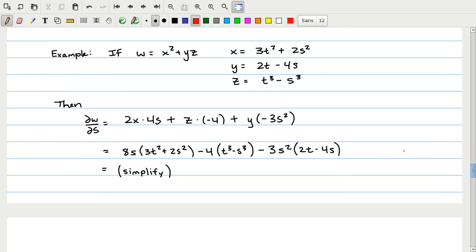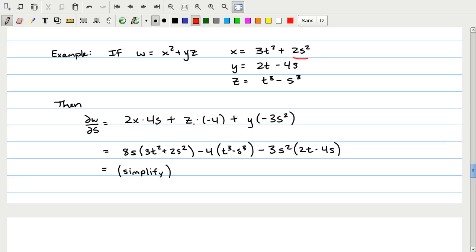So here's an example. Suppose we now have w as a function of three variables, x, y, and z. And x, y, and z are all functions of the two underlying variables, t and s. So we can take the partial of w with respect to s. That will be the partial of w with respect to x, which is 2x, times the partial of x with respect to s, which will be 4s, and we have this term here.